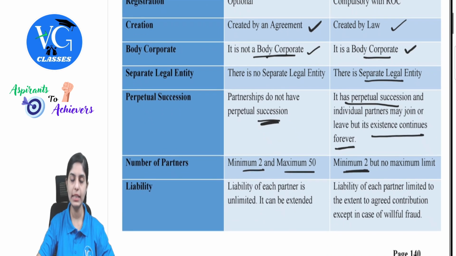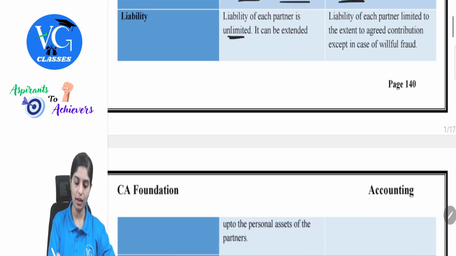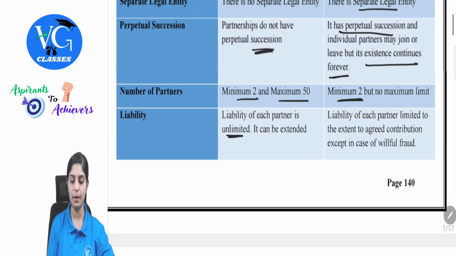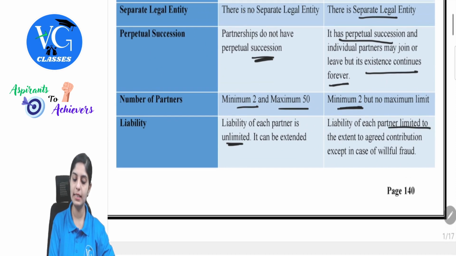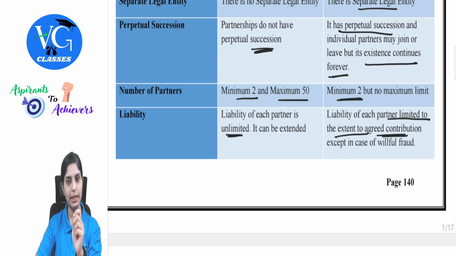When it comes to liability, the liability of each partner is unlimited. It can be extended up to the personal assets of the partners. Whereas under LLP, liability of each partner is limited to the extent of agreed contribution, except in case of willful fraud. Now, what does this mean? Liability is first of all limited. And this is limited until what? Until their agreed contribution. That is, however much they have considered their liability extent to be, until that proportion it will be taken.